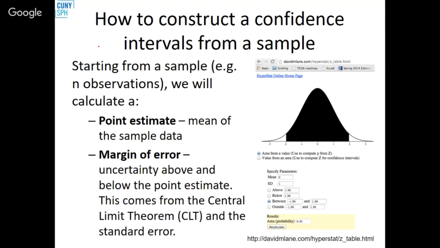So how do we construct a confidence interval from a sample? We start with the point estimate. That's our best estimate. If we had to give a single value for where the population mean is likely to be closest to, it would be at the sample mean, because we know that the mean of the sampling distribution is the same as the mean of the population distribution. Then we'll calculate a margin of error, the uncertainty above and below that point estimate, using the central limit theorem and that formula that we learned for the standard error.